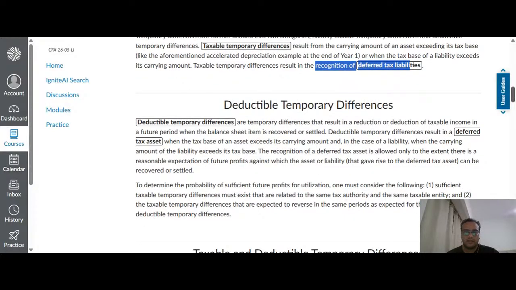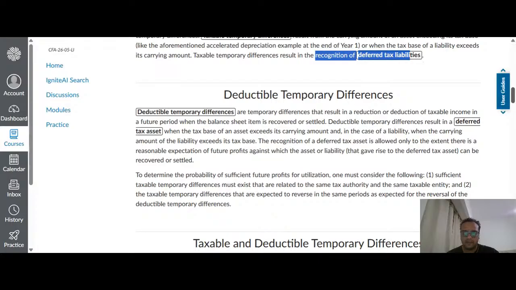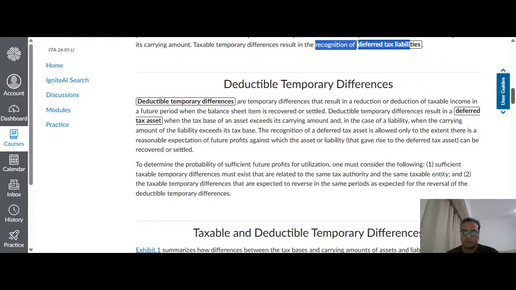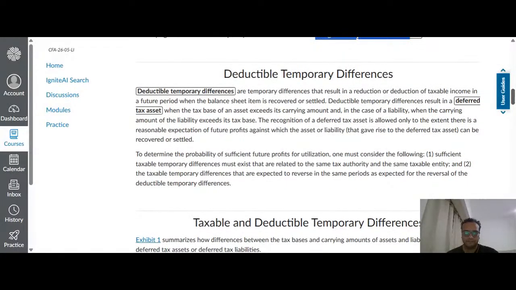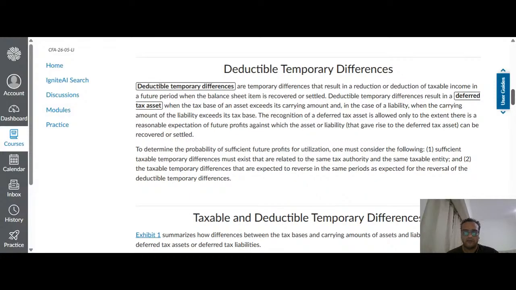Deductible temporary differences are the temporary differences that result in a reduction or deduction of your taxable income in future periods when the balance sheet item is recovered or settled. Deductible temporary difference results in a deferred tax asset when the tax base of the asset exceeds its carrying value, and in the case of a liability, when the carrying amount of the liability exceeds the tax base.